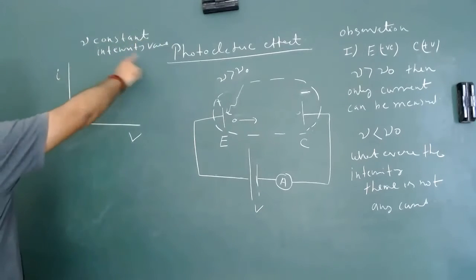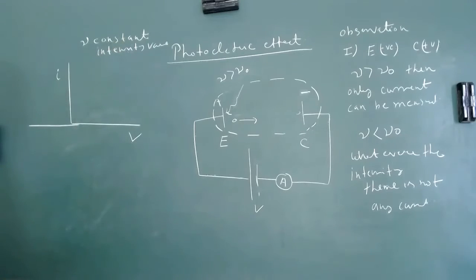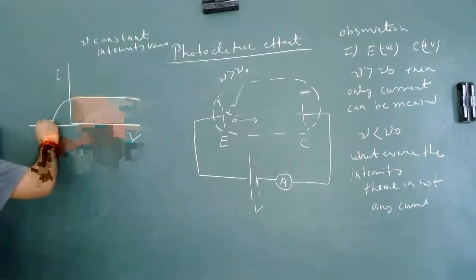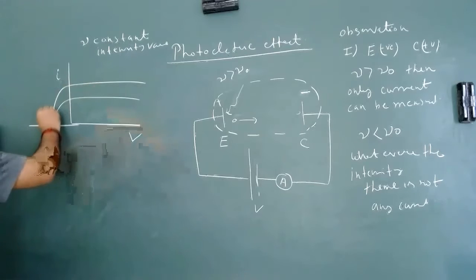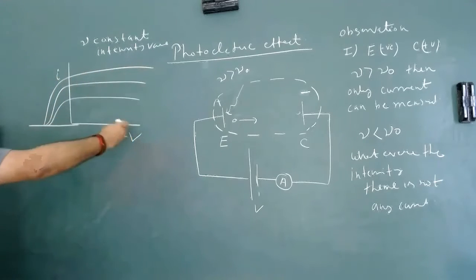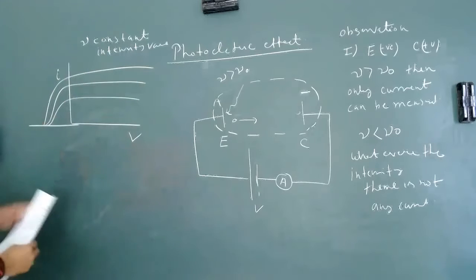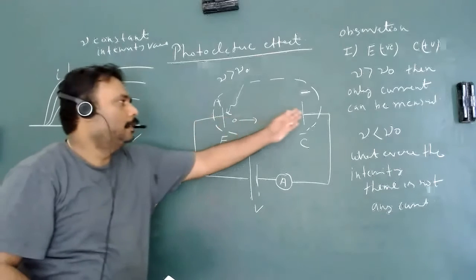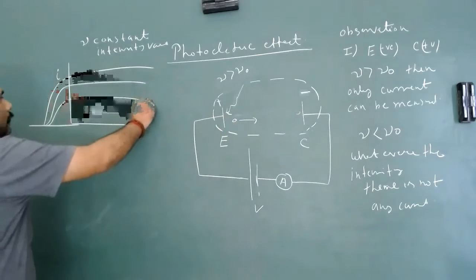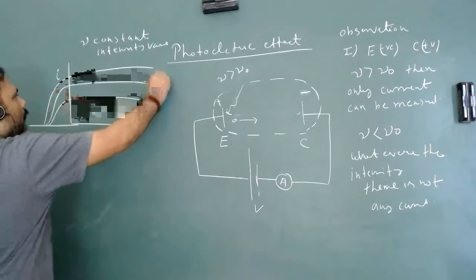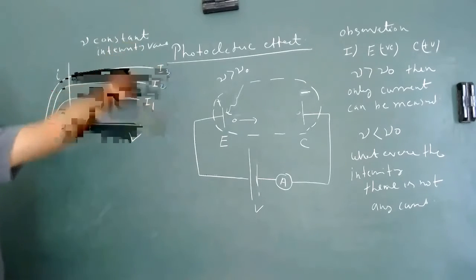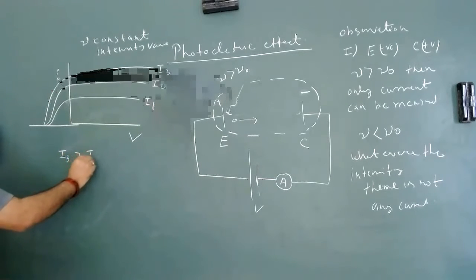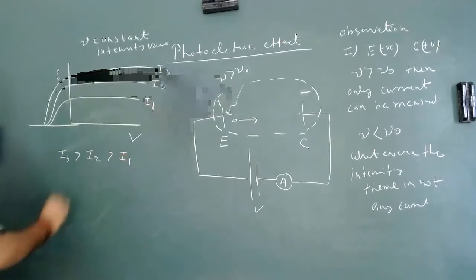So we have just varied the intensity, keeping the frequency constant. What we have seen is this type of curve, and this is the saturation current for positive potential, and at some particular potential there is no current, meaning no electron will reach there. This is my I1, this is my I2, this is my I3. We have all three intensities. What we have is I3 is greater than I2 is greater than I1.